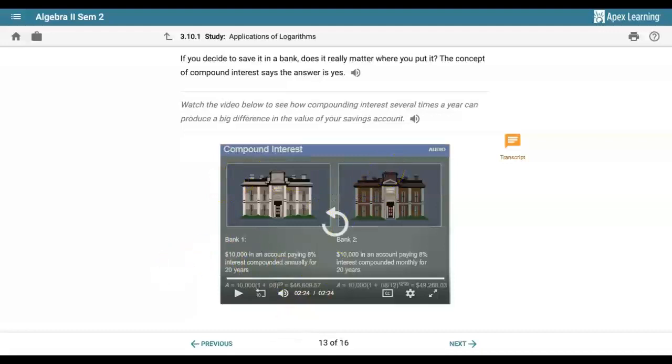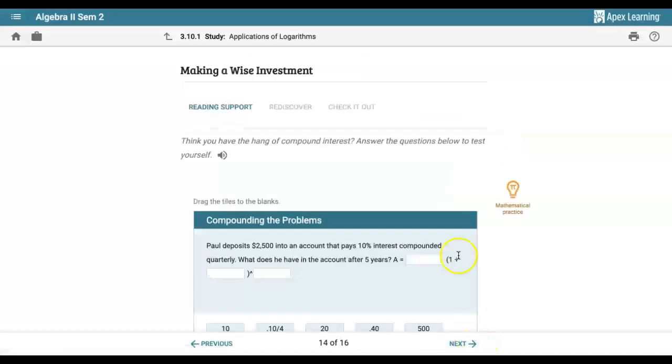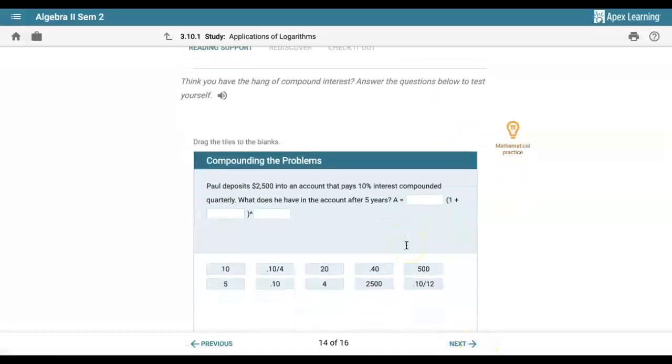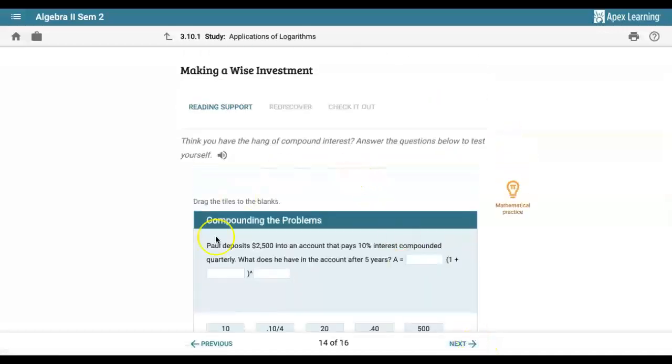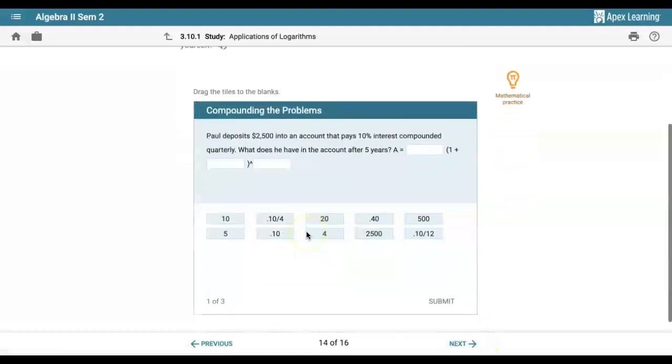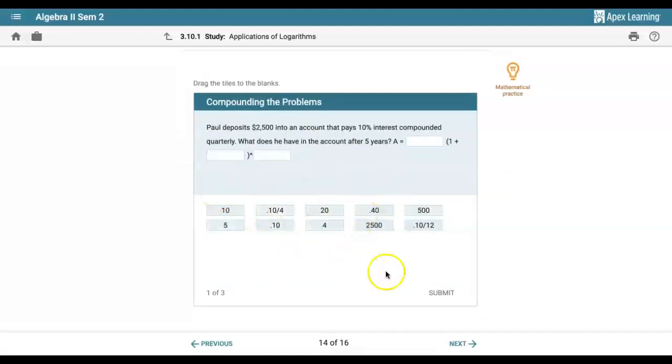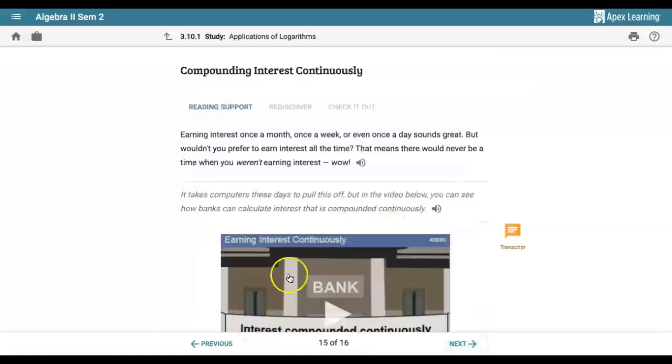All right, and obviously it works the opposite direction when you're not dealing with a savings account or putting money in the bank. It also works with paying off loans and debts and all of that stuff. So of course, making a wise investment here is going to be a good idea. And for the sake of time here and to give you more practice, I'm going to let you try these on your own, okay?